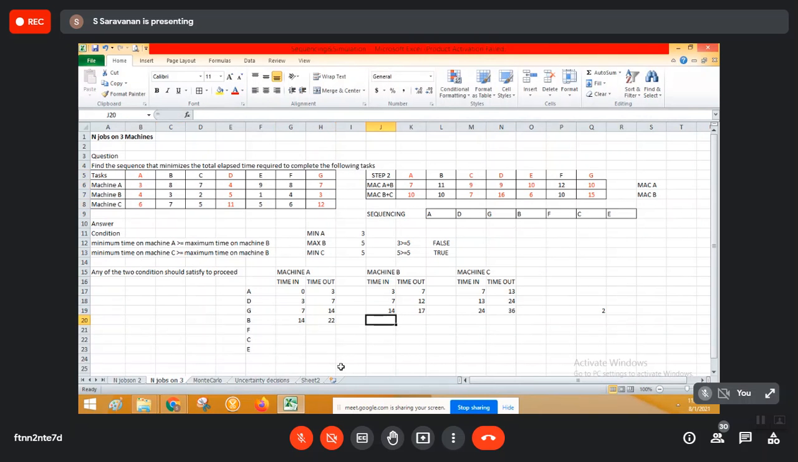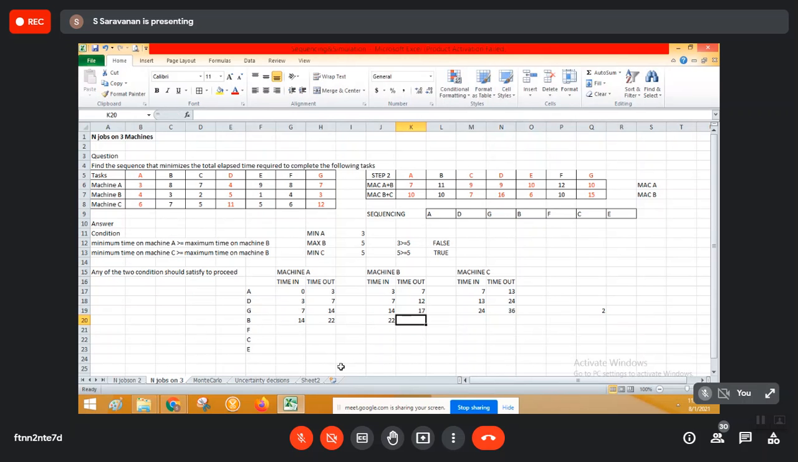Okay, now at the 22nd minute, machine A has completed its activity. So now should I use 17 or 22? Machine B is depending on A, right? Only after A is completing, B can take that activity. So now we can take 22 or 17. Which one should we take? 22, sir. 22, simple.